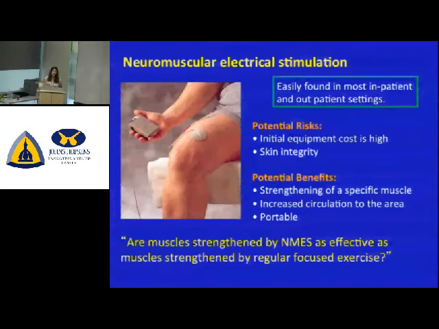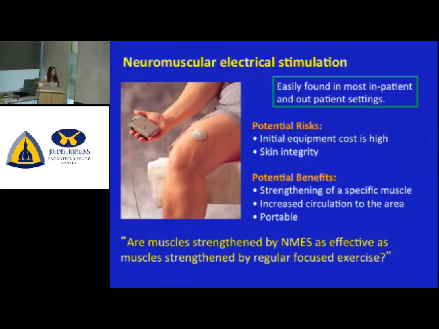Skin integrity. It's electrical pulses, so if you have too much, then you burn the skin. But that's, again, where your therapist can give you guidelines. The benefit is that you can directly strengthen the muscle where the pad is. That has some really important improvements for how well circulation is to that area. It's very portable, so you can take it with you when you travel. So it's something that you definitely could use.